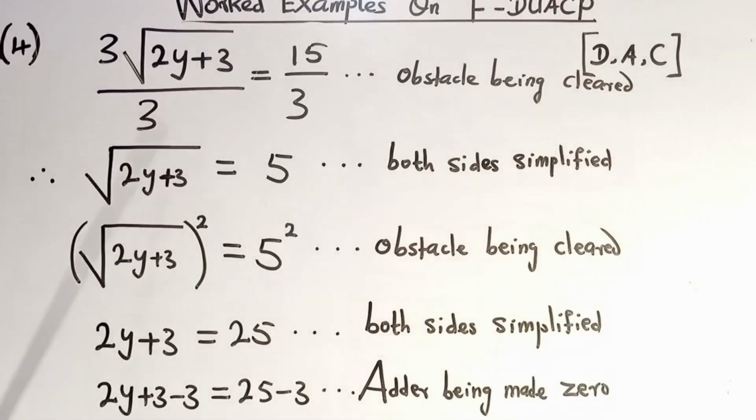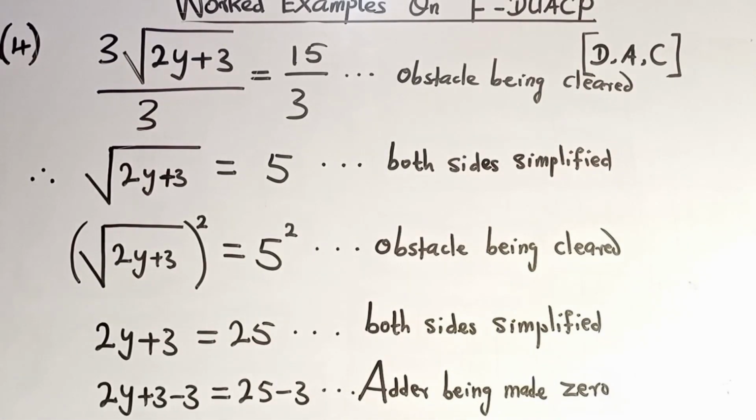If 2y plus 3 were to be alone, it would have become practicable to just attack this plus 3 and make it turn to 0. But as it were, it is enclosed along with 2y in a common root. Now it is time for us to remove this root to give way for removing this adder.